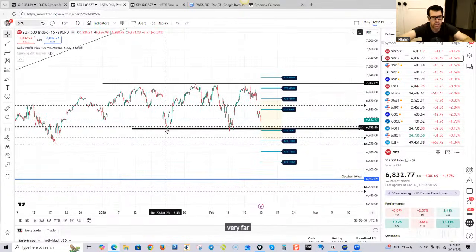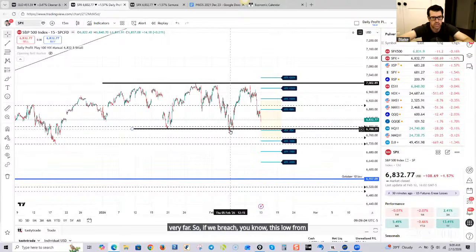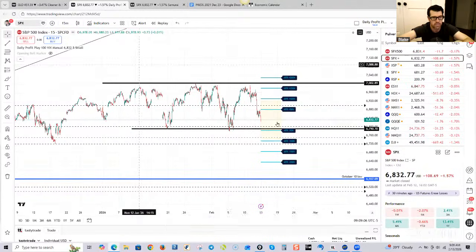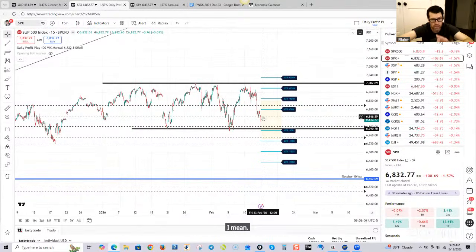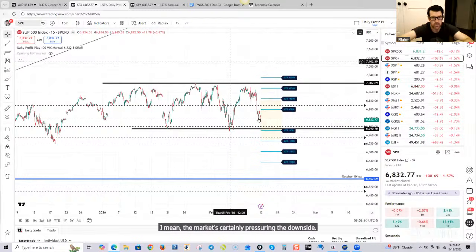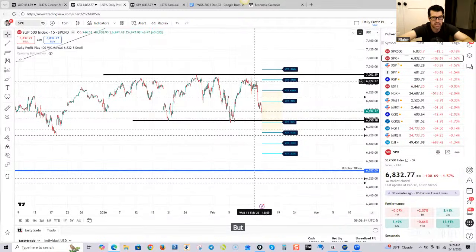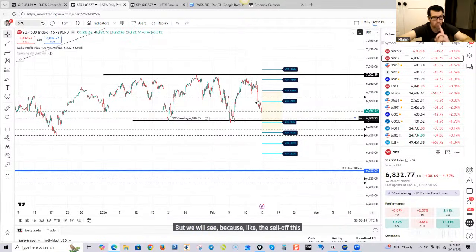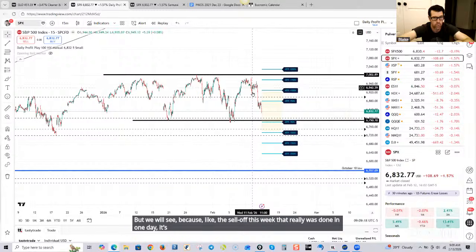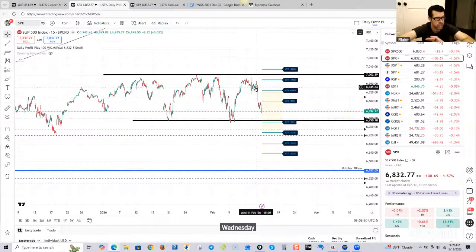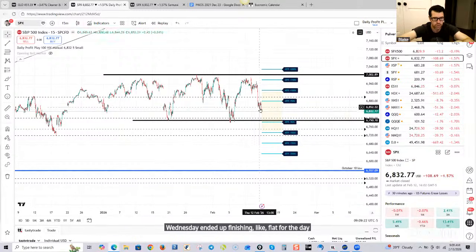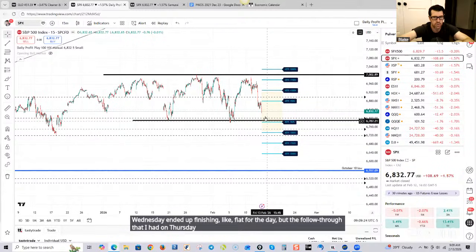So if we breach this low from January, breach this low from February, breach this low from December, the market's certainly pressuring the downside, right? But we will see, because the sell-off this week really was done in one day. The structure was kind of created on Wednesday. Wednesday finished flat for the day, but the follow through on Thursday, there's certainly more testing to this downside.